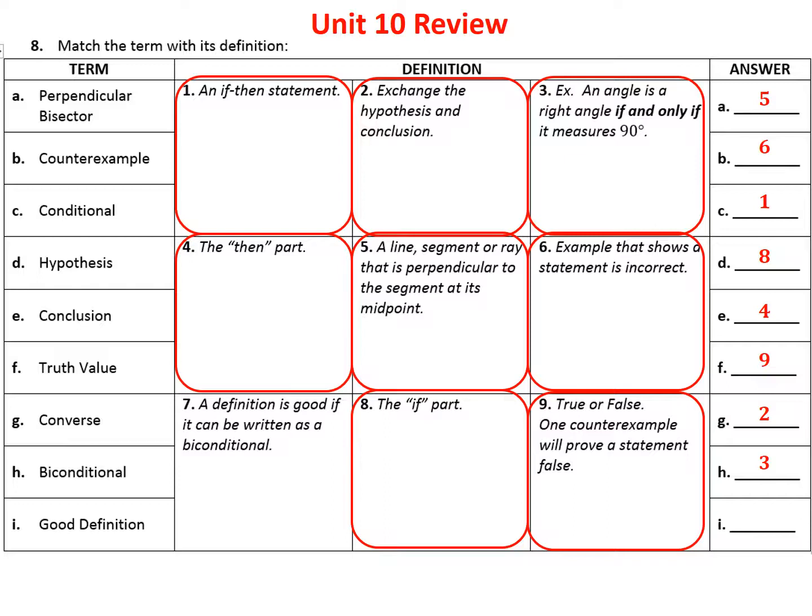And then what's a good definition? Well, there are many things. Being precise is one of the critical things, and being reversible, or we can write it as a biconditional, and that's what's given here. A definition is good if it can be written as a biconditional. So for I, we're going to put down 7.